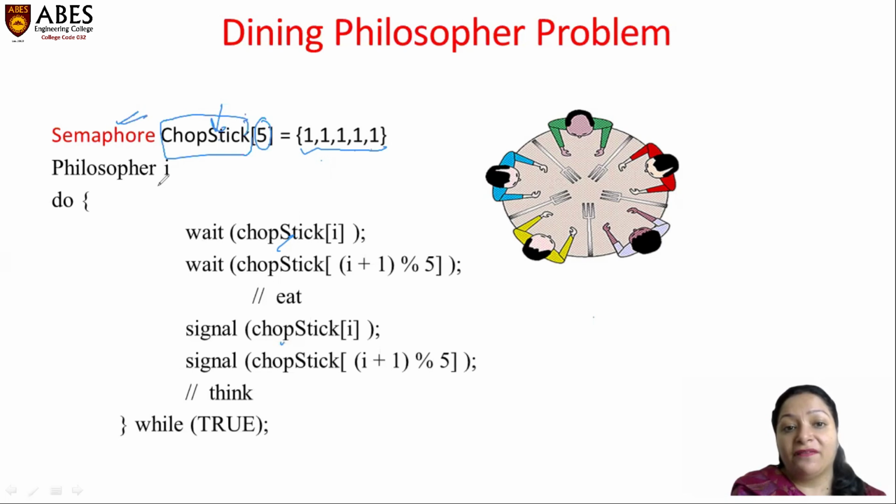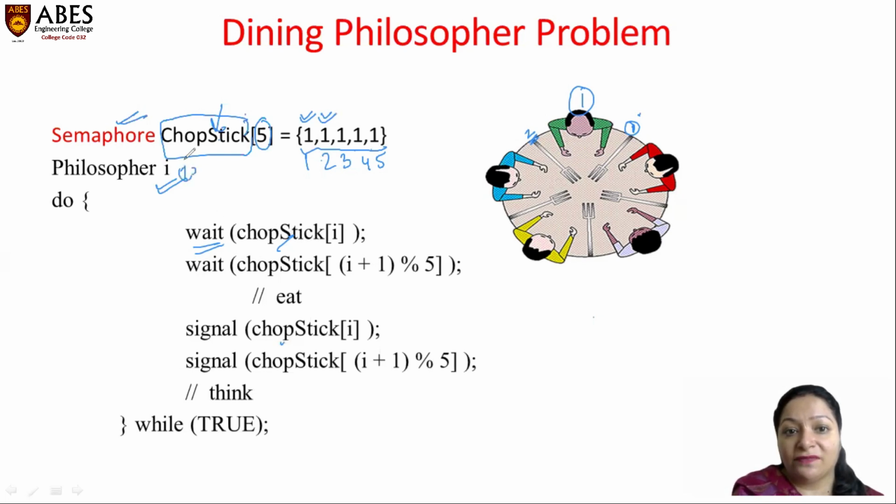So whenever a philosopher comes, what will he do? He will apply the wait operation on chopstick I, right? So here are philosophers 1, 2, 3, 4, and 5, right? Say for example, philosopher 1 gets hungry and tries to grab the chopstick. First of all, it will try to grab the first chopstick, and then it will try to grab the second chopstick, right? Say this is the first chopstick and this is the second chopstick. So the wait operation will be applied on chopstick I.